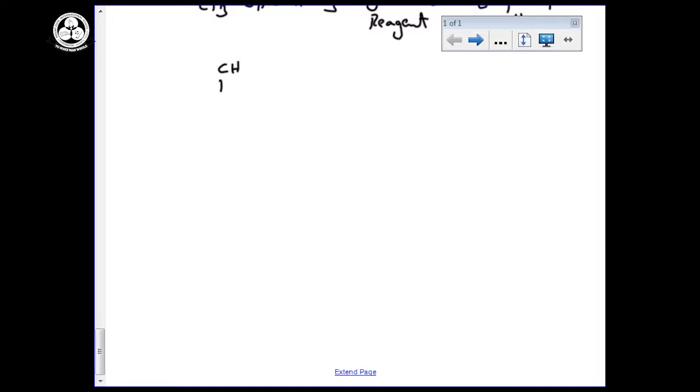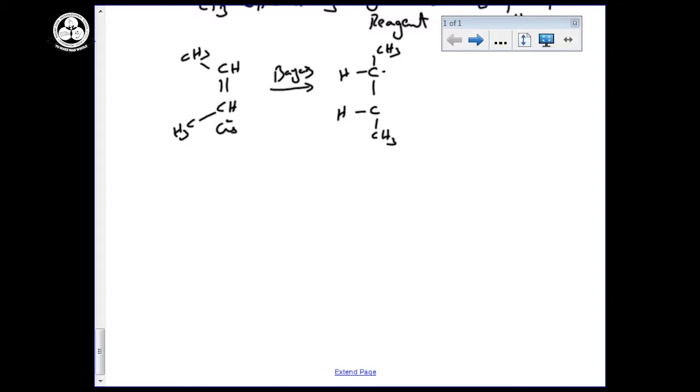CH double bond CH CH3. I am taking the cis compound, so Bayer's reagent I am using. Cis compound, C single bond C, so CH3 I am writing, CH3. Cis means the hydrogens I am writing on one side. Now I am doing the OH here, syn addition. See, this is also a chiral carbon and this is also a chiral carbon. You can write mirror images.